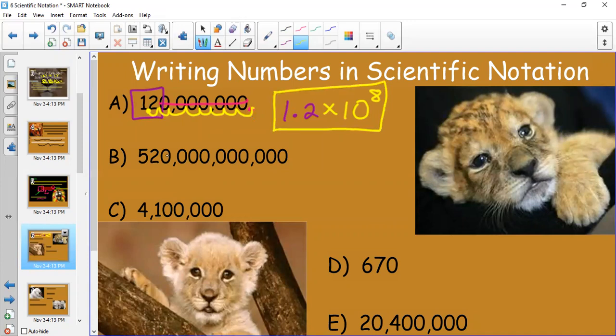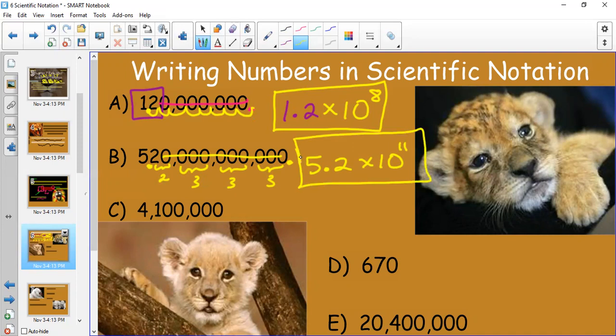All right, let's try another one. I'm going to cross out the zeros. 52, again, not in scientific notation. I'm going to add in a decimal place. So 5.2 times 10. And if the decimal place was here, I know that there are 3 spaces there, 3 spaces there, 3 spaces there, and then 2 spaces there. So 3, 6, 9 plus 2 is 11. That would be your answer in scientific notation.